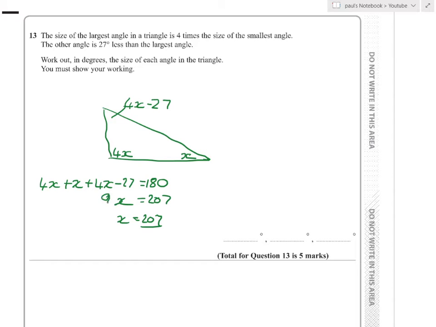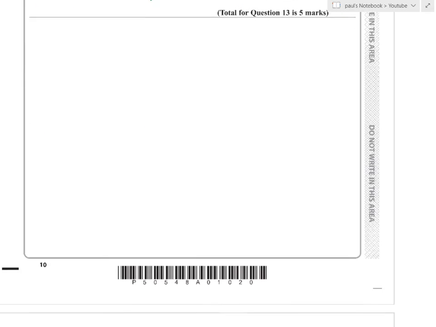So that's 9x, isn't it? So it's that divided by 9. So 207 divided by 9 is 23. So the smallest angle is 23. The next angle there is 4 times 23, which is 92. And the next angle is 92 take away the 27, which is 65. I don't know which order you've got to do them in. I don't think it really matters.